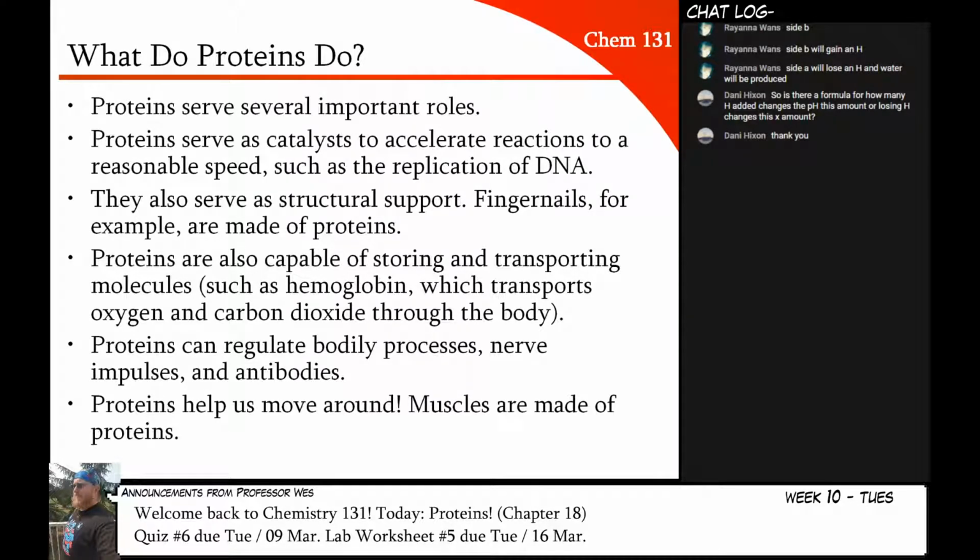Other things proteins do, like hemoglobin, is used for transporting oxygen around your body. It also can remove carbon dioxide by the same mechanism. Other proteins in your body would be things like insulin, enzymes that catalyze various reactions, things like that. So proteins are everywhere.